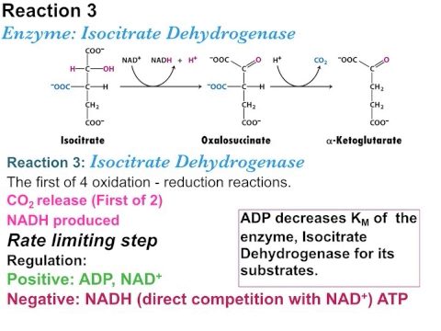This enzyme catalyzes the rate-limiting step and is regulated in a positive manner by ADP and NAD+, which indicate a low energy charge in the cell. Negative regulation is through NADH, which directly competes with NAD+ for the active site, and through ATP, which is an allosteric regulator.